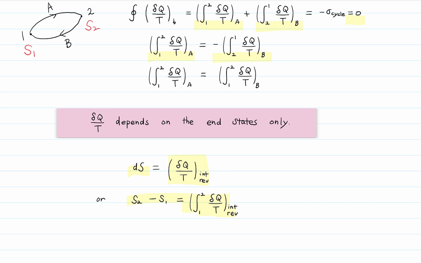So what is the unit of entropy? Take a look at the equations. The unit of delta Q is kilojoule. And the unit of temperature is Kelvin. So the unit of entropy is kilojoule per Kelvin. On a unit mass basis, divide the equation by mass. The unit of specific entropy is kilojoule per kilogram Kelvin. This is for specific entropy, and this is for total entropy.